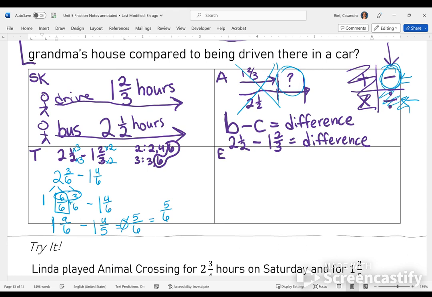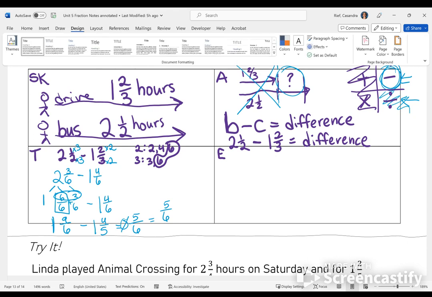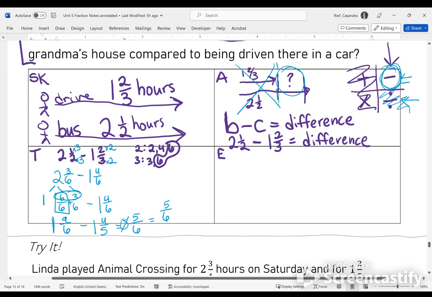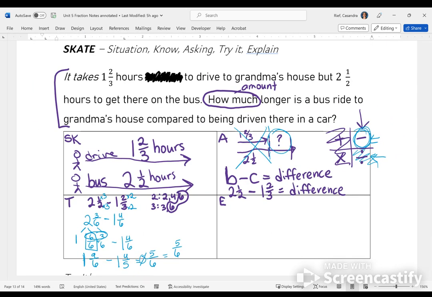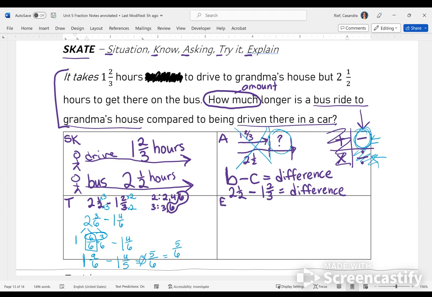All right, and that brings me to E for explain. My final step is to answer the question with a sentence that includes the answer and the label. I'm going to go back and make sure that I reread the question so that when I write my answer, it makes sense. All right, we said, how much longer is a bus ride to Grandma's house compared to being driven there in a car? And they want to know how much longer.